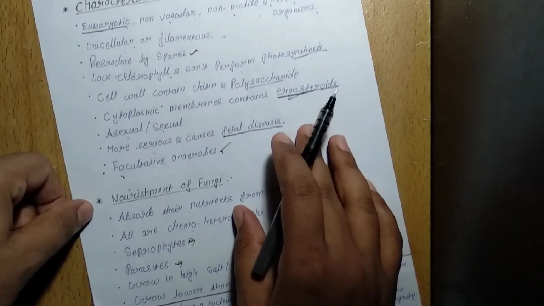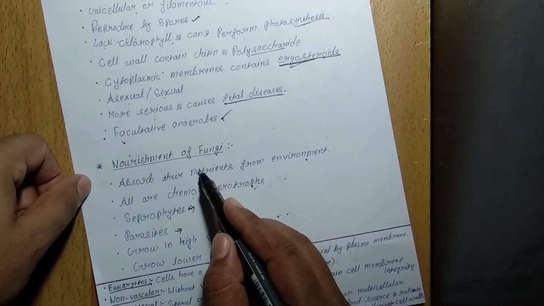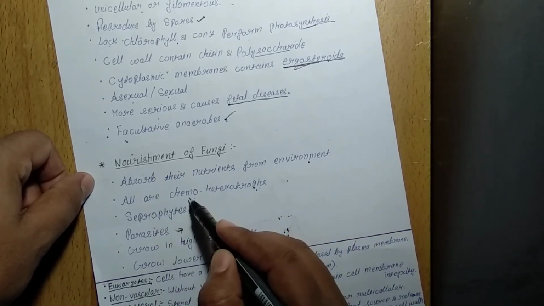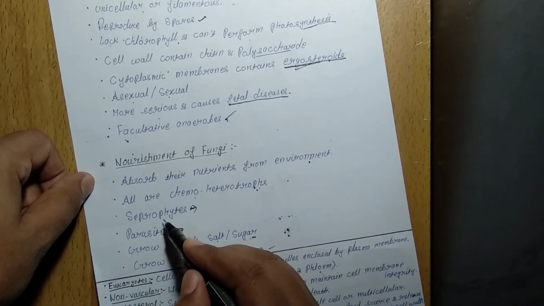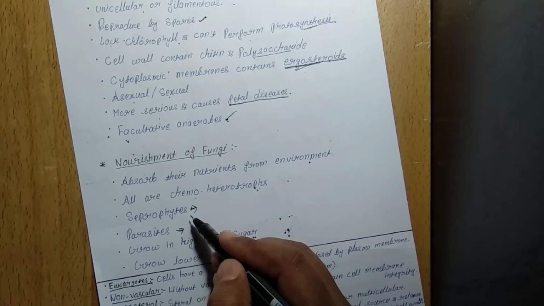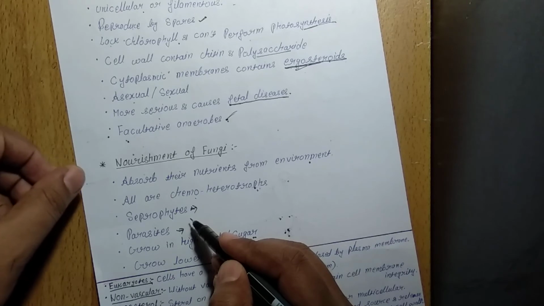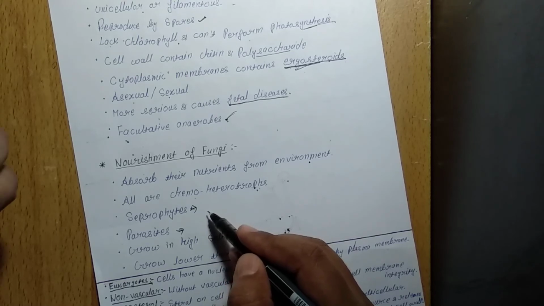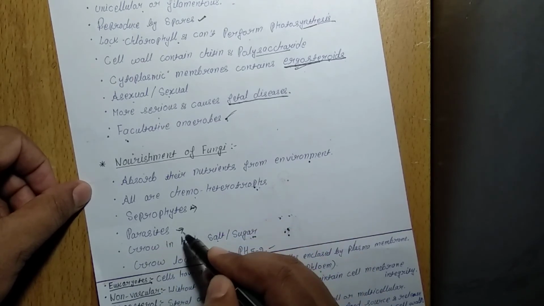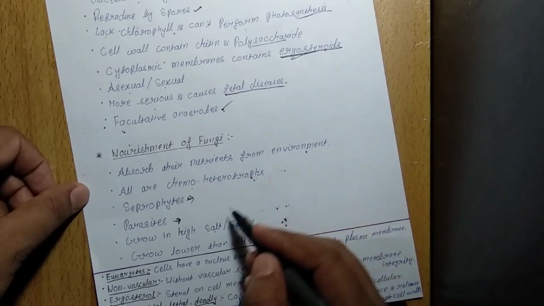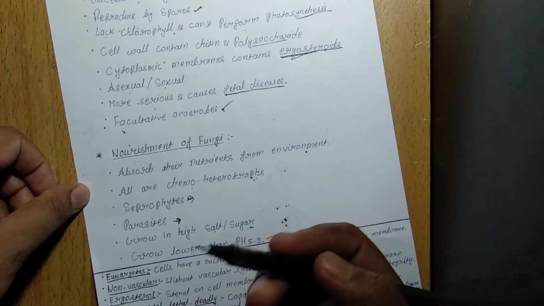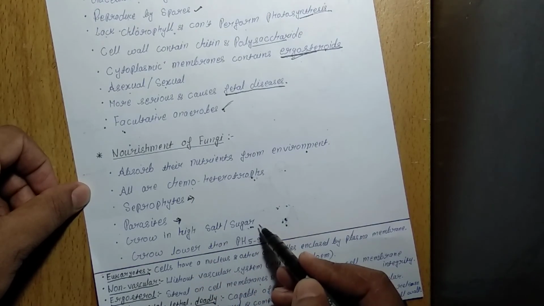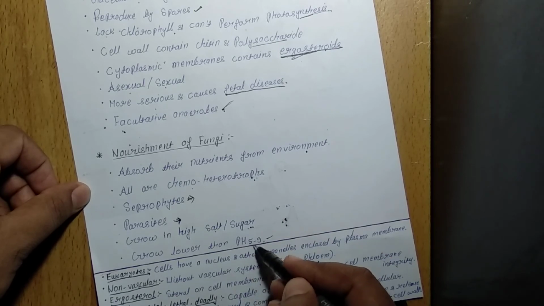Now I'm going to tell you about the nourishment of the fungi. Fungi absorb their nutrients from the environment, and almost all fungi are chemoheterotrophs, and they are saprophytes. Saprophytes means they digest dead organic matter, and take their nutrients, their food, from the dead organic matter. They can also be parasitic. Parasites obtain their nutrients from host cells or other organisms, and they grow in high salt and sugar areas, and at a pH lower than 5 to 9 units.